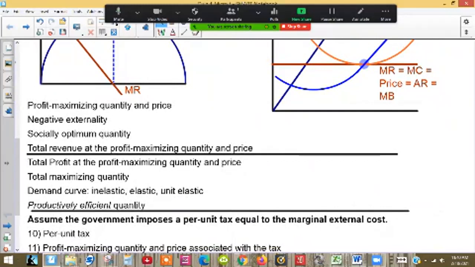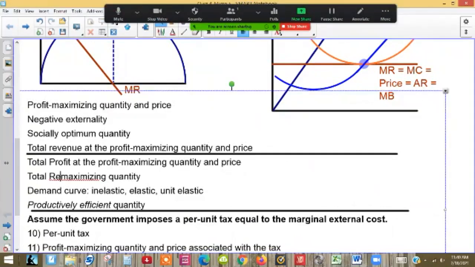Somehow I didn't have, let's see, total. Oh, but this should be total revenue. I don't know how I got rid of that somehow. Okay, there we go. Anyway, so we've done that.